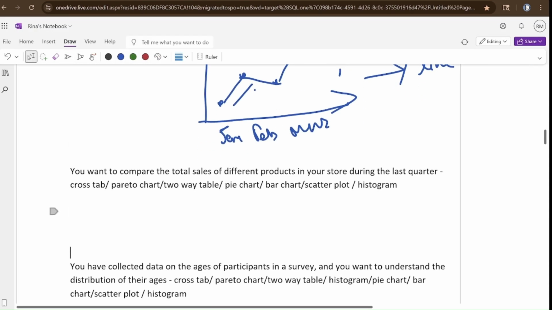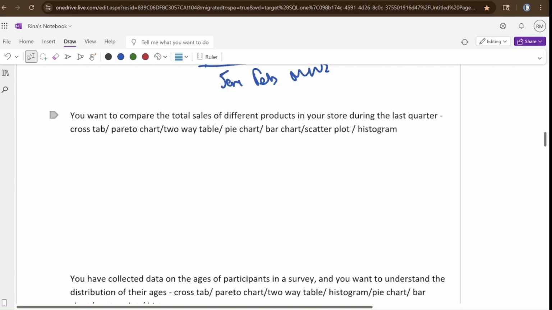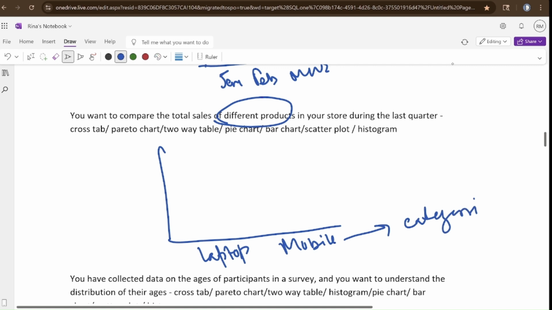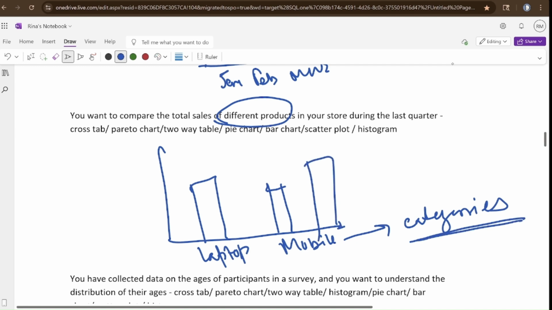You want to compare the total sales of different products in your store during the last quarter. You have to compare total sales of different products. So it may be laptop, it may be mobile. These are categories. And you have to calculate what is the total sale for laptop, what is the total sale for mobile, what is the total sale for tablet. So you have to compare the total sales of different products, or we can say different categories. So you can understand this is best by bar plot.